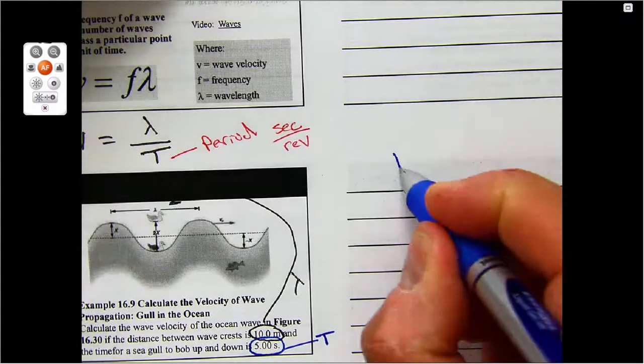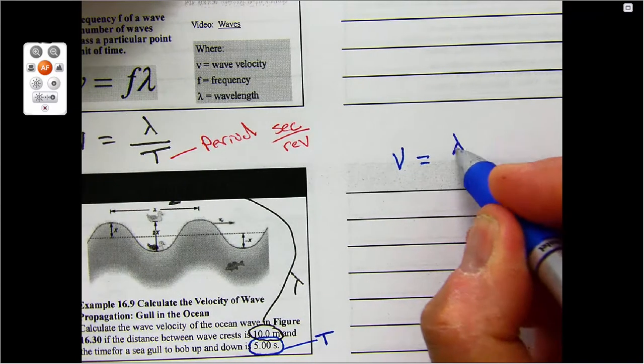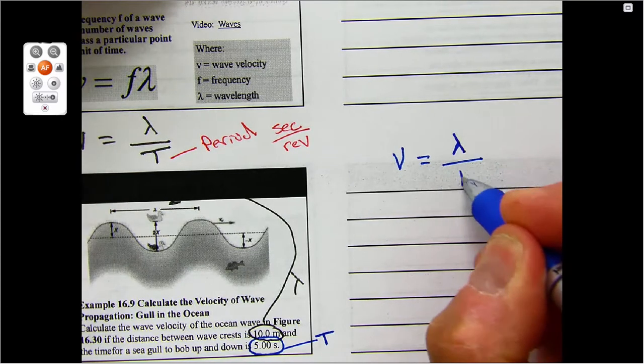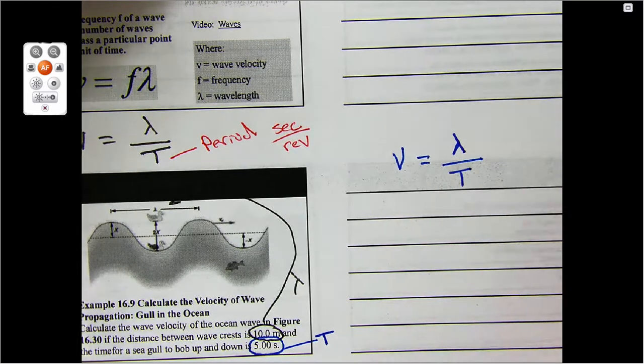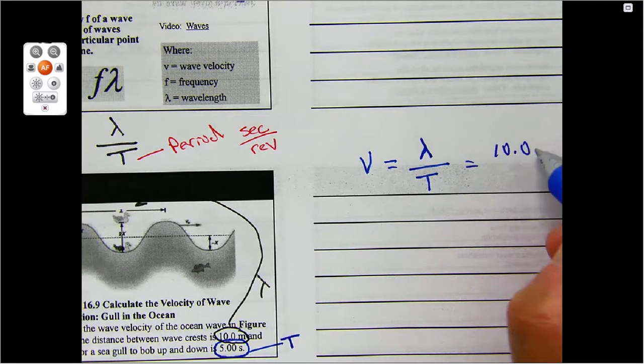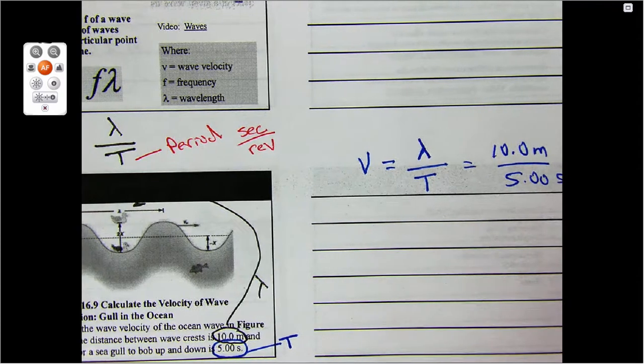So the velocity of our wave, we'll do wavelength, because I know this is in meters, divided by my period, because I know that's in seconds. So in this case, we'd simply have 10 meters divided by 5 seconds, and we're going to get 2 meters per second.